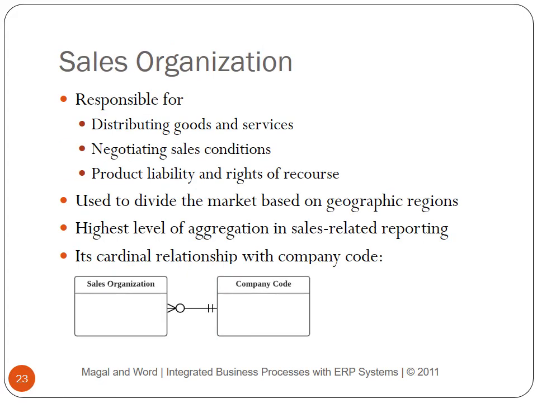The sales organization is responsible for distribution of goods, negotiation of sales terms, and other related matters like product liability. It divides the market into geographical regions and is the highest level of aggregation in reporting of revenue. The cardinal relationship with the company is many to one. In other words, a company can have many sales organizations.